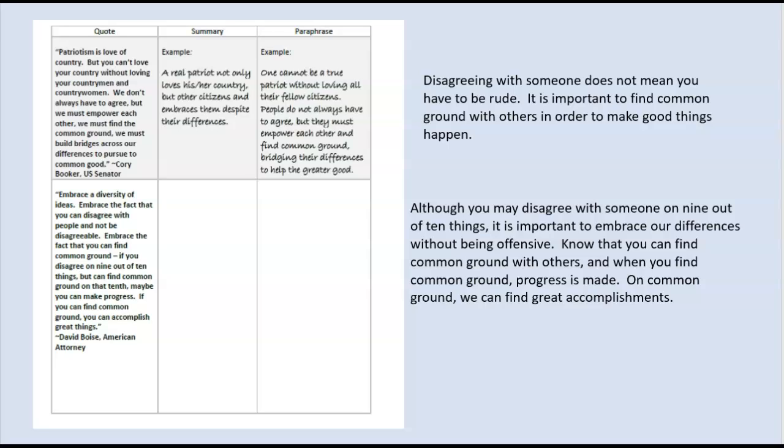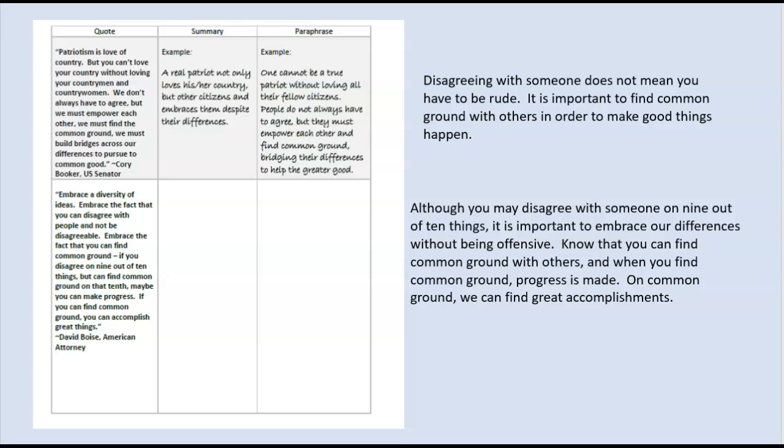So if we're going to summarize that, the example they give was, a real patriot not only loves his or her country, but other citizens and embraces them despite their differences. Okay, that's a short summary of what that quote was about. If you're going to paraphrase it, you change it up and put your own words. One cannot be a true patriot without loving all their fellow citizens. People do not always have to agree, but they must empower each other and find common ground, bridging their differences to help the greater good.